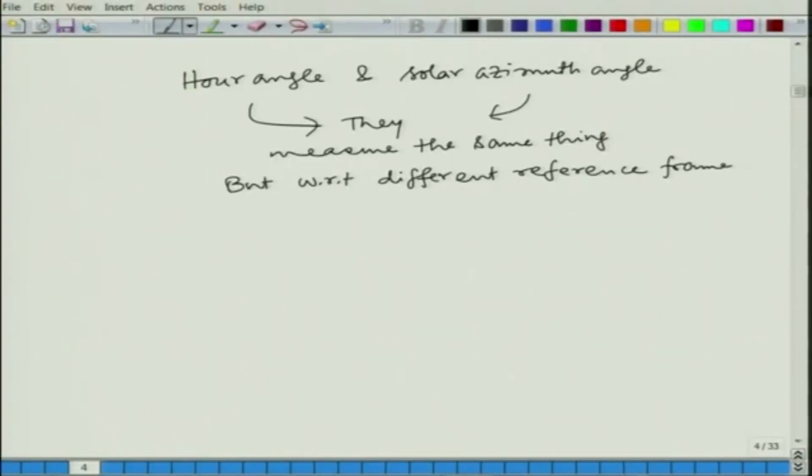Okay. So, I am not going to go into detail of how it will change in the different hemispheres and all. You can use this formula and try to find out what would be the relation at the solar noon or in the morning, what would be the typical variation of these two angles, value wise, and you will get a clear picture of how these two angles are related. But the concept that these two are measuring the same thing with respect to different reference frames, that is important. Okay? That intuition you should get.